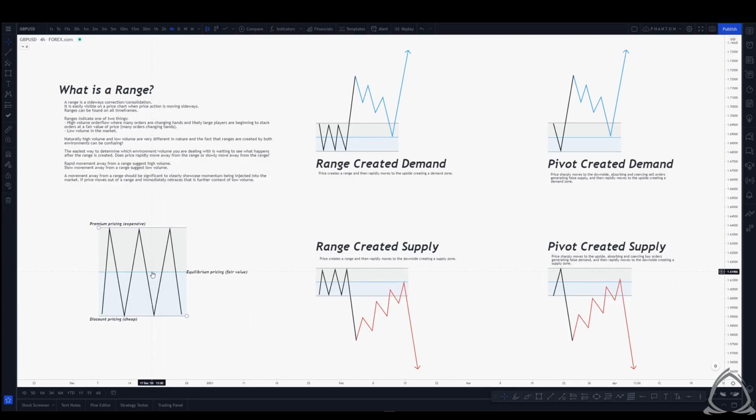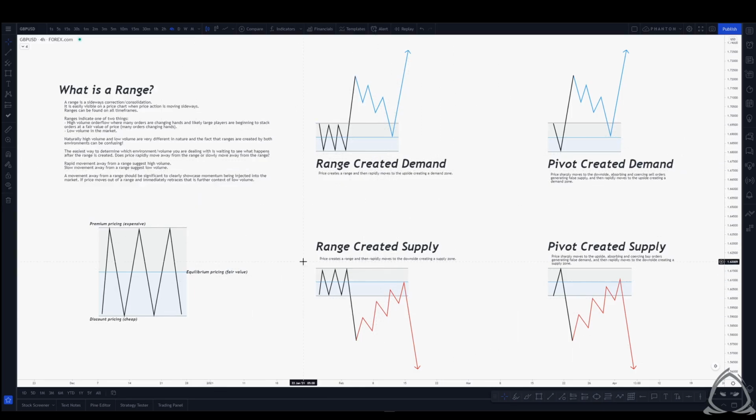Now, what we see when we are looking for a demand or supply zone that is created from a range, we're looking for that rapid expansion out of that range, whether it's to the upside or the downside. So if we're looking at range created demand, what we see is a sideways range, and then we see a rapid expansion to the upside, and then a move back into that overall demand zone. And what we would be interested in as traders looking at this footprint is the move back down into this demand zone, looking for our entry here. We don't trade the initial reaction out because we don't know which way it's going to move. We instead wait for price to return back to that demand zone to look for entries.